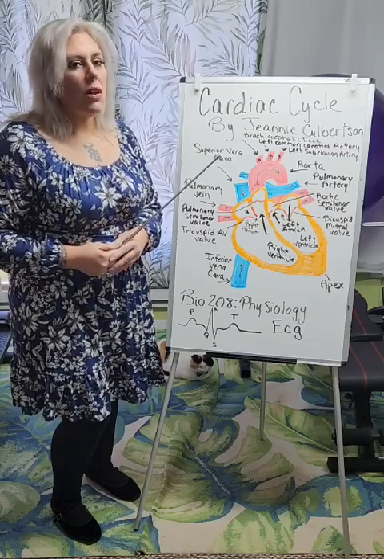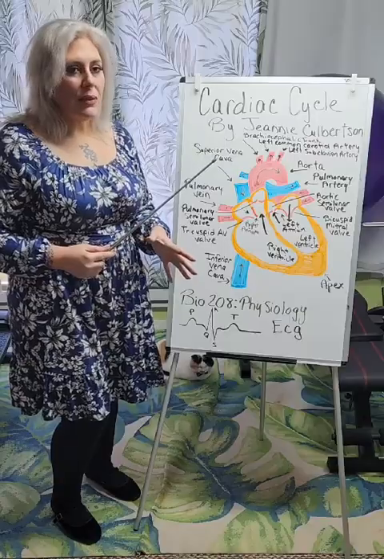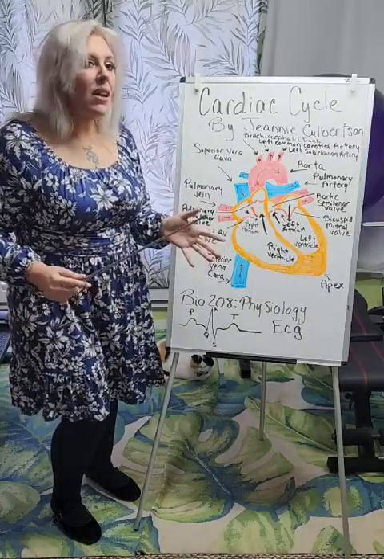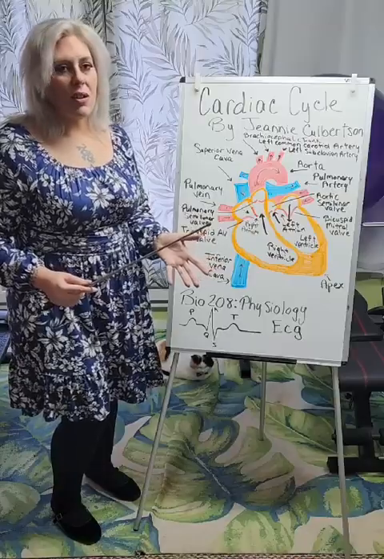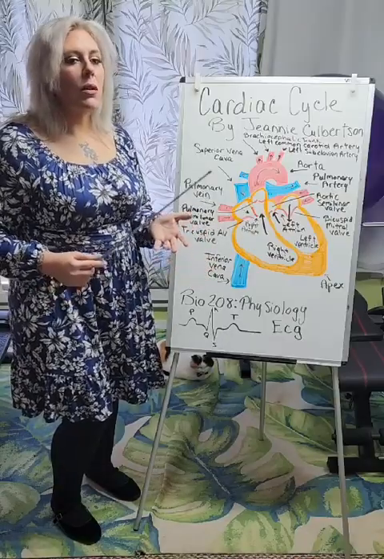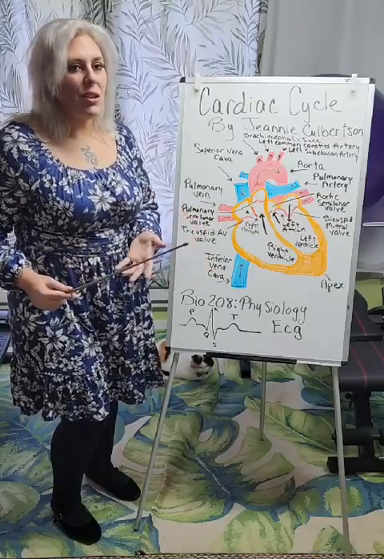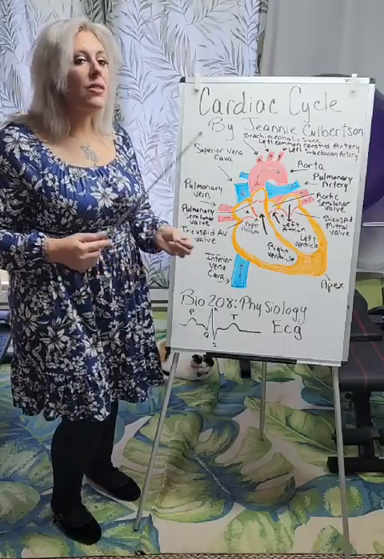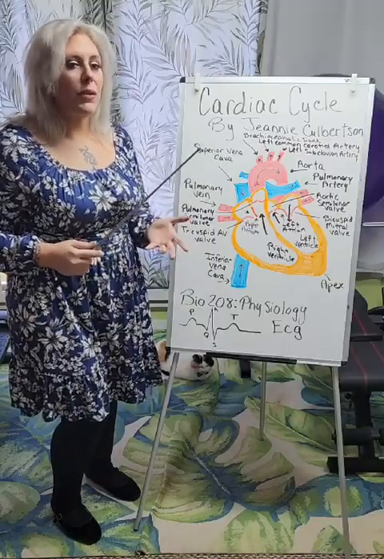This cycle is also closely tied to electrical activity. The P wave causes atrial contraction. The QRS complex causes ventricular contraction, and the T wave is associated with ventricular relaxation. These electrical signals ensure that the chambers contract in the correct order so blood flows efficiently.